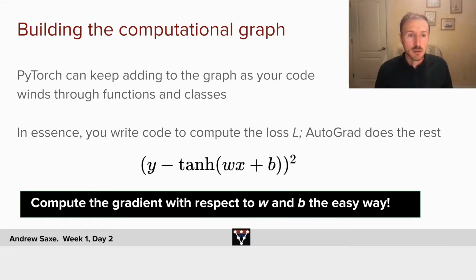And it's a remarkable thing because it can happily go through functions and classes, and basically you just have to write the code that computes the loss of your network and then let AutoGrad and PyTorch do the rest. So why don't you now have a hand at computing the gradient of this function with respect to W and B the easy way, meaning with automatic differentiation.